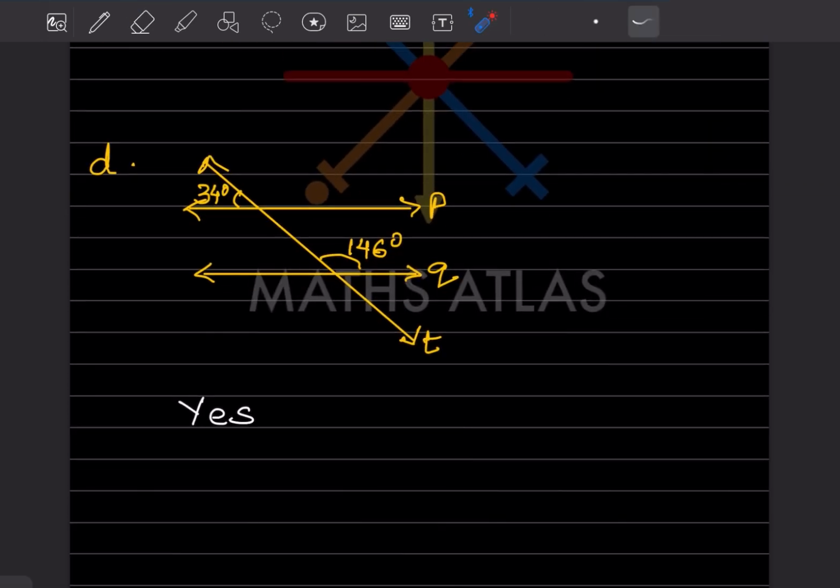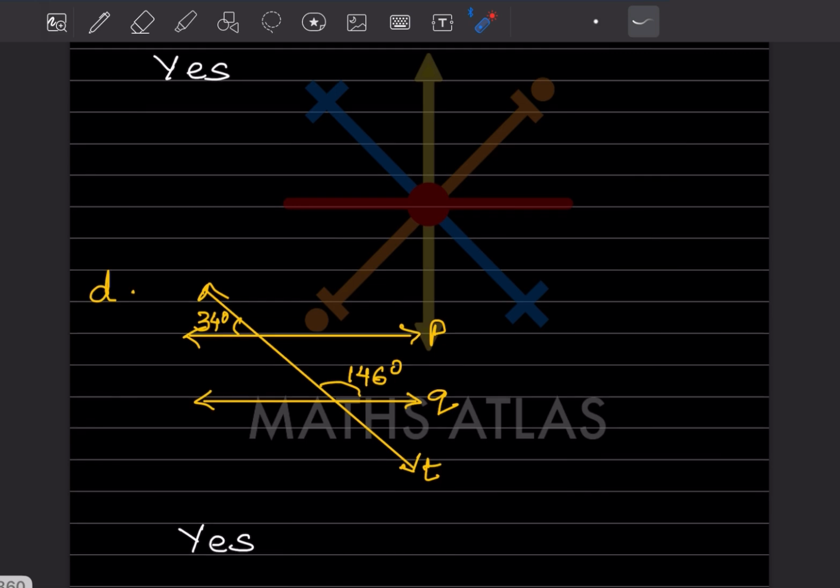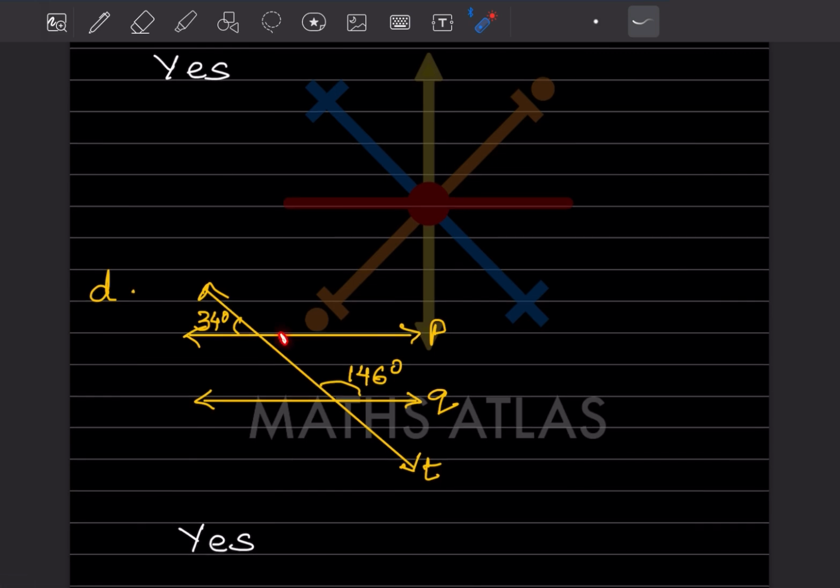Now in this one, you can see these are the parallel lines and this is the transversal. This is 34. You can see a cross over here, meaning these are vertically opposite. 34 means this also should be 34. Now this together, they are the co-interior angles. 34 plus 146 is going to be 180. So it satisfies.